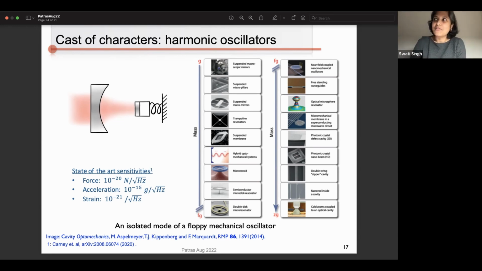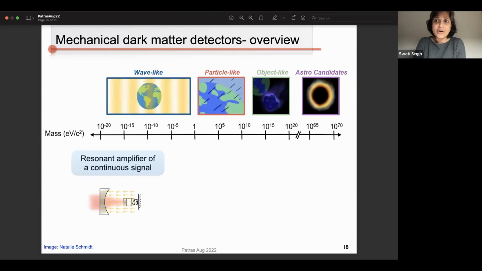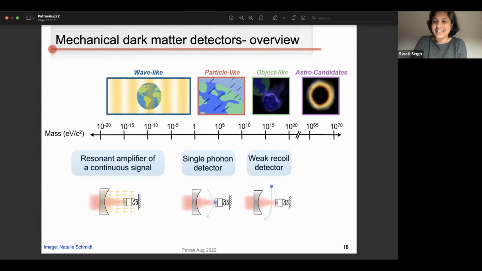And these kind of floppy mass on spring like systems have very good force sensitivities or acceleration sensitivities or strain sensitivities. And our work was on using them to constrain scalar and vector ultralight dark matter. So how do we use a mechanical system to look for dark matter? Well, remember mass on spring, and it goes haywire when the spring resonance frequency is the same as the periodic external force drive. So that's the same idea. You can use a mechanical system as a resonant amplifier for a continuous signal, or you can use it as a single phonon detector, or you can use it as a weak recoil detector, or you can put it in your gravitational wave detector and try to constrain astro candidates.